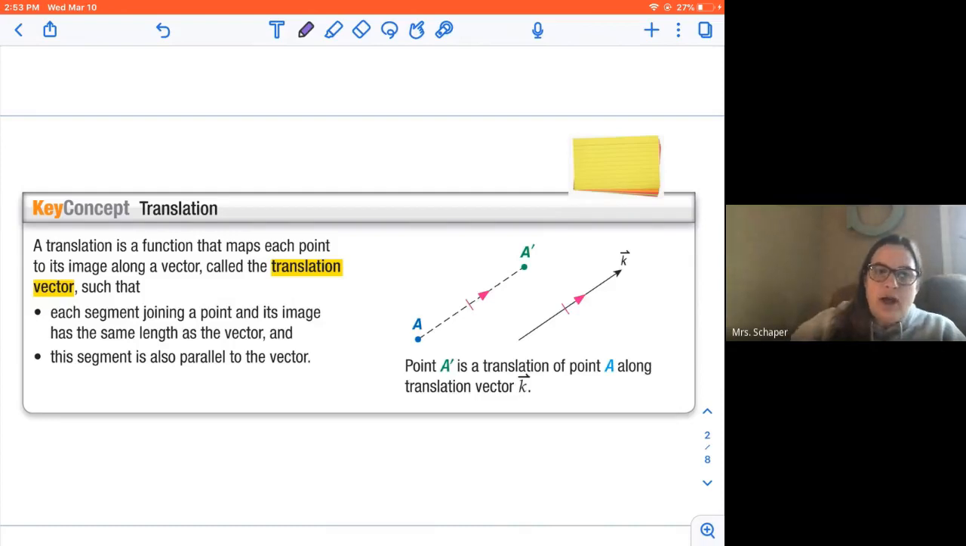A translation is a function that maps each point to its image along a vector. That vector is called a translation vector. Each segment joining a point and its image has the same length as the vector, and this segment is also parallel to the vector. So let's take a look at an example of this.